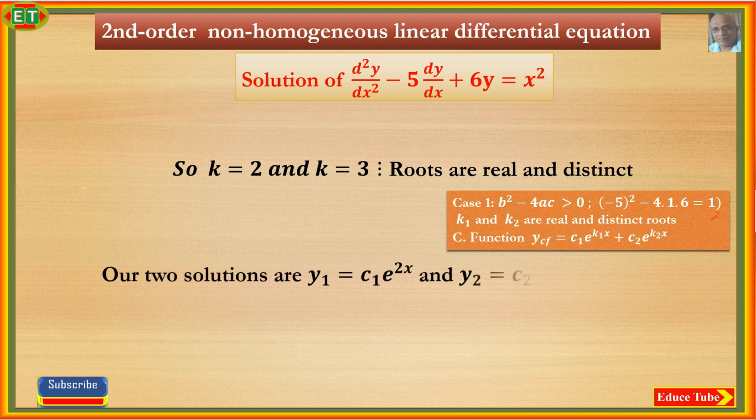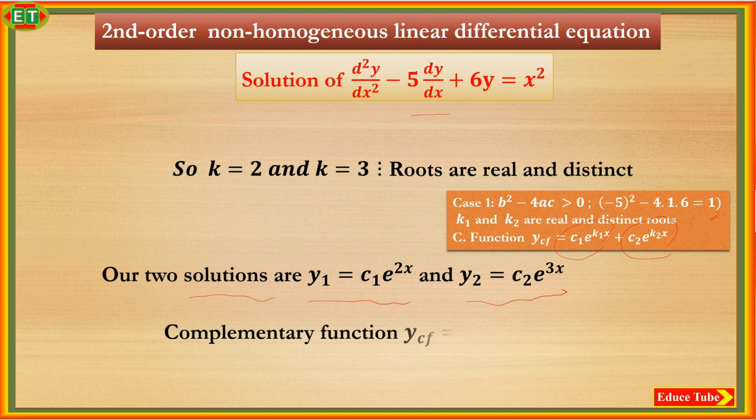So the equation is showing the complementary function like this one. In the homogeneous equation, we get two solutions, y equal to this and y equal to this. It is a combination of two parts. So if we add these two, we get the complementary function as c1 e to the power 2x plus c2 e to the power 3x. This is the complementary function.